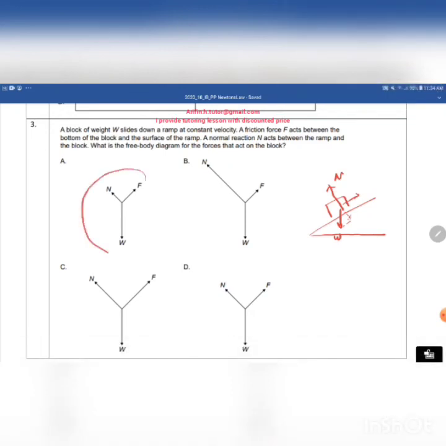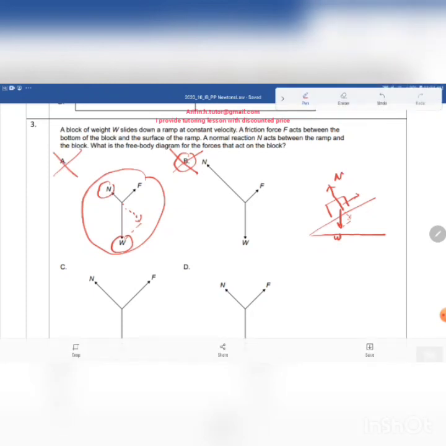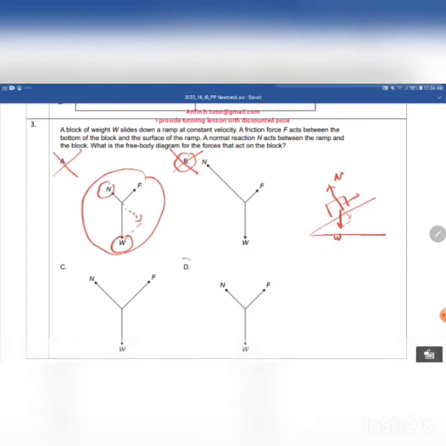Now, just take a look. For option A, this W and the normal are not proportional. This is W cos theta, not proportional. Same with option B. This is still wrong because it is not proportional. How about D? Okay, for D, this is proportional. So the answer becomes D.